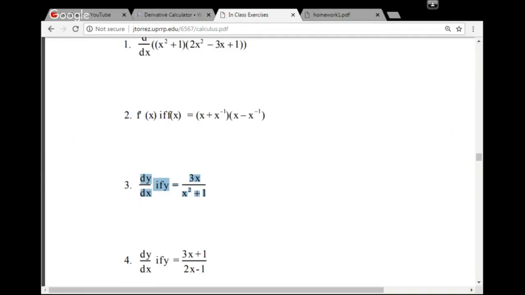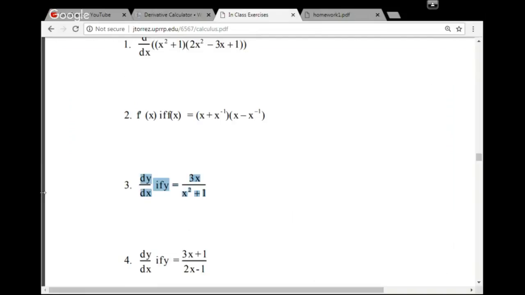I know some of you guys are having problems with the calculus. I found a little website that does derivatives for you. So I just did an example, this one, right? It'll be 3x divided by x squared plus 1.